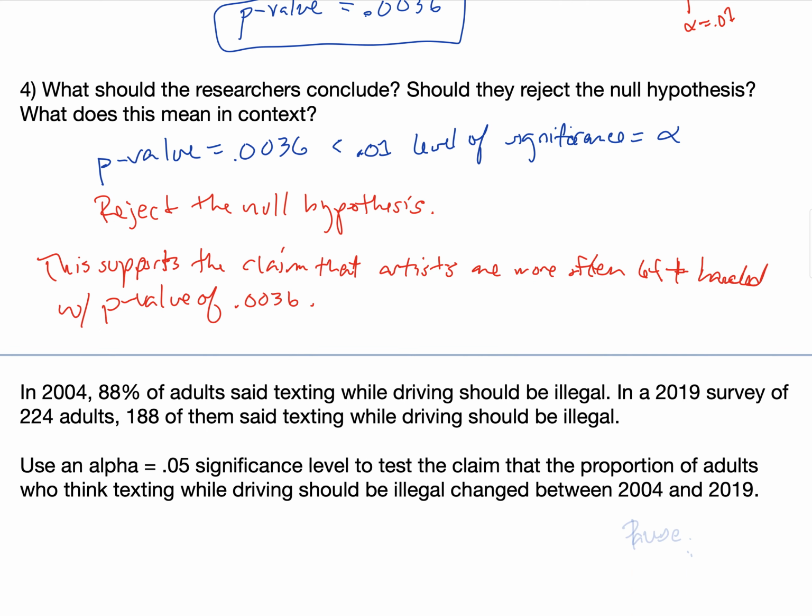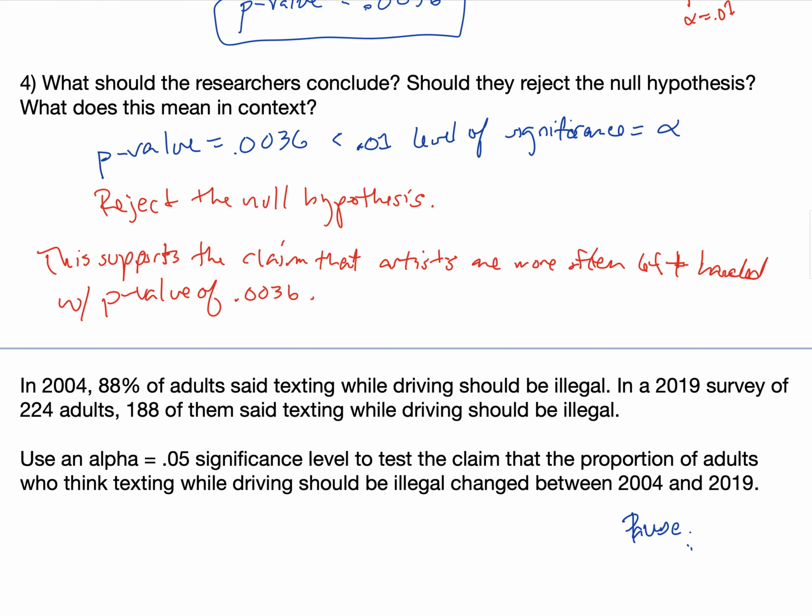Here's another example for you to try. In 2004, 88% of adults said that texting while driving should be illegal. In a 2019 survey of 224 adults, 188 of them said that texting while driving should be illegal. Use an alpha equals 0.05 level of significance to test the claim that the proportion of adults who think texting while driving should be illegal changed between 2004 and 2019. So pause, think about those 4 questions for this example, and we'll talk about it together.